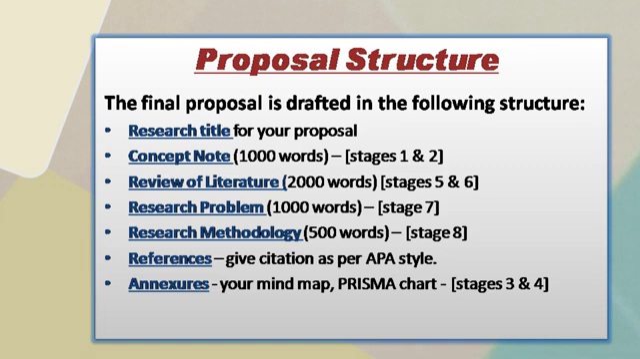You have to have a title and concept note, that's stage 1 and 2. Then all the reviews you have written, the 100-word reviews for each of 20 articles, lead to a review of literature. Then you explain the research problem and the research methodology, how we are going to collect the data, the research design, explain that. And whatever literature you used, you have to put it in a proper reference citation, and the mind mapping and Prisma chart can be annexed.